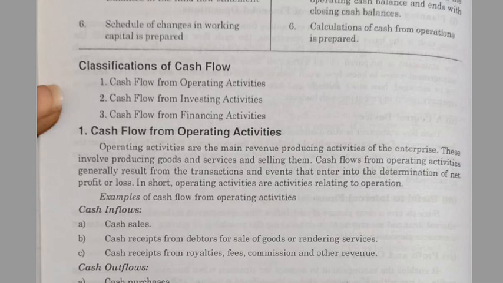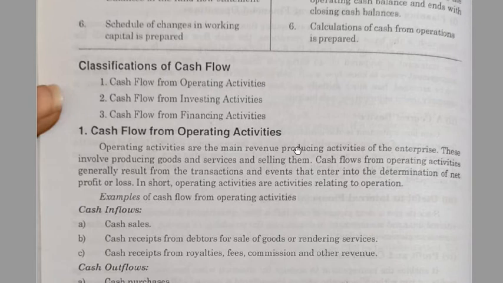So in this video we're going to look into the cash flow statement. The cash flow statement is basically classified. The cash flow activities are classified into three kinds, that is cash flow from operating activities, cash flow from investing activities, and cash flow from financing activities.